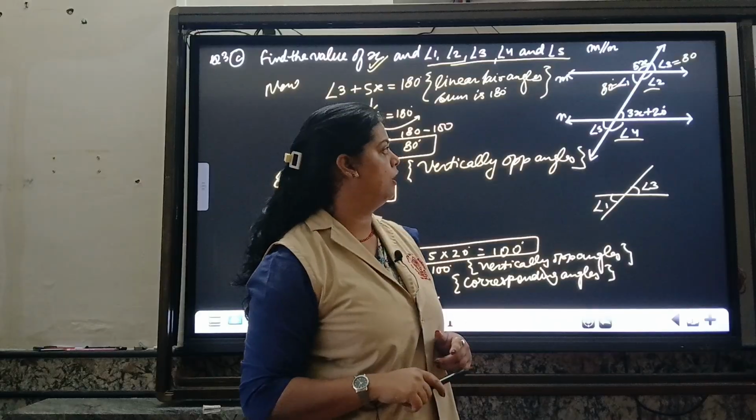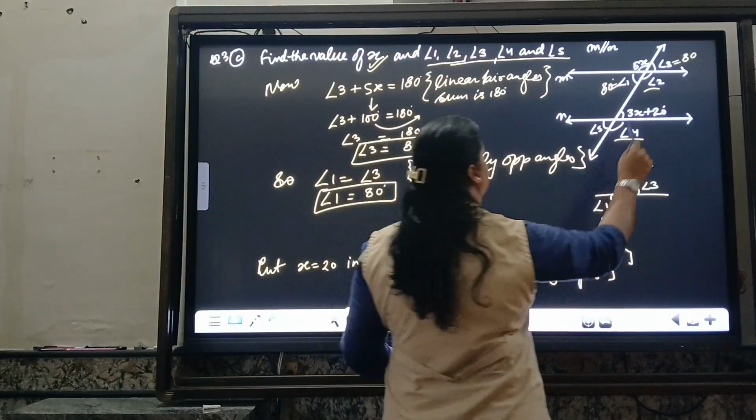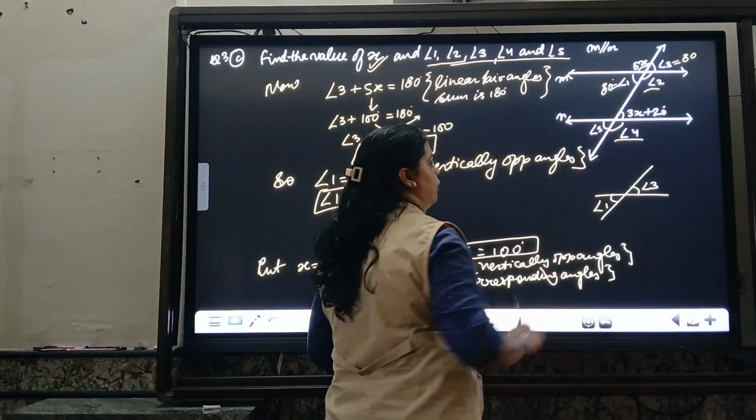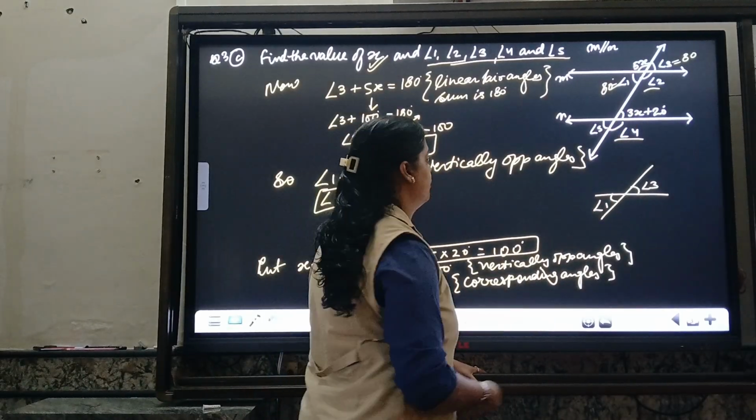What is the relation between angle 5 and the others, or you can find out the relation between angle 1 and angle 5. Angle 1 and angle 5 again form corresponding angles.